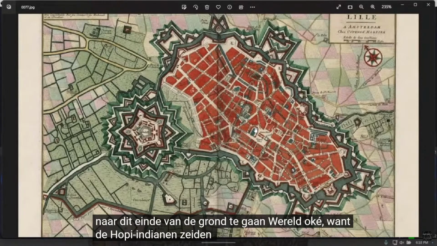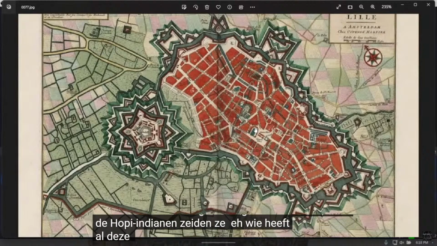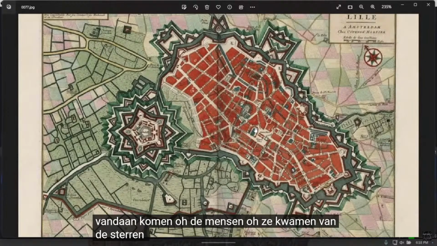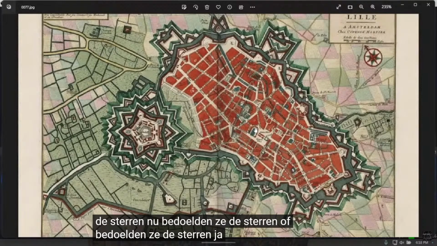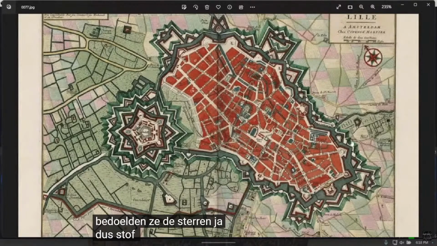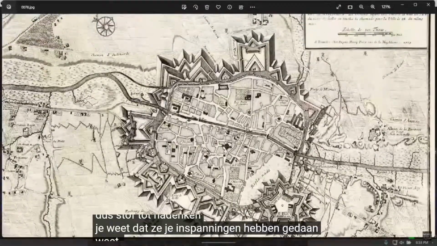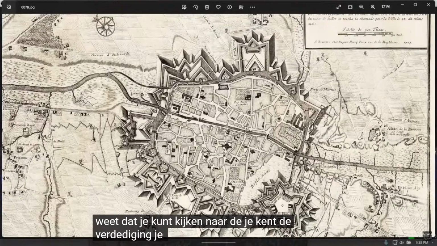Because the Hopi Indians, they said, who built all of this stuff? You know, where they're from? Oh, the people? Oh, they arrived from the stars. No, did they mean the stars? Or did they mean the star forts? Yeah. So, food for thought. You know, you can look at how defined they are.